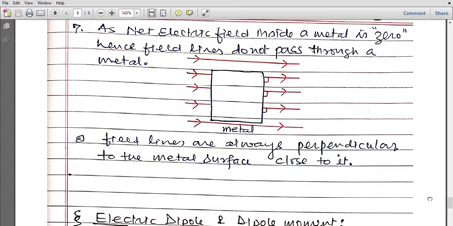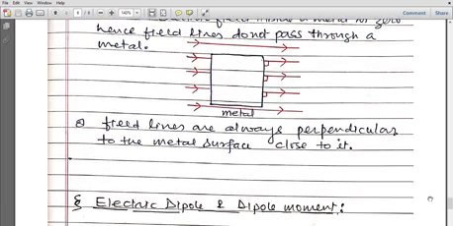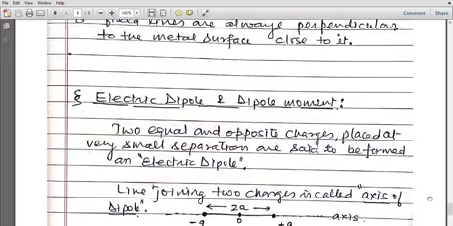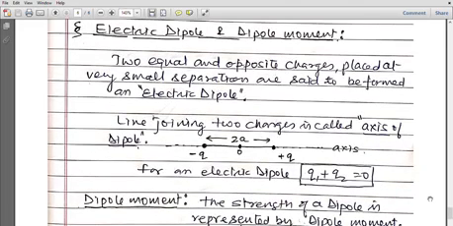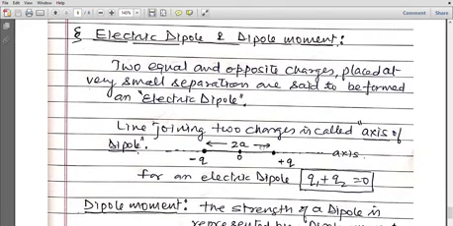So this is the completion of the topic electric field lines and their properties. Now let us introduce a small topic. The detailed study we will do in tomorrow's class, the next class. Right now we are just taking an introductory idea, and that is about electric dipole.